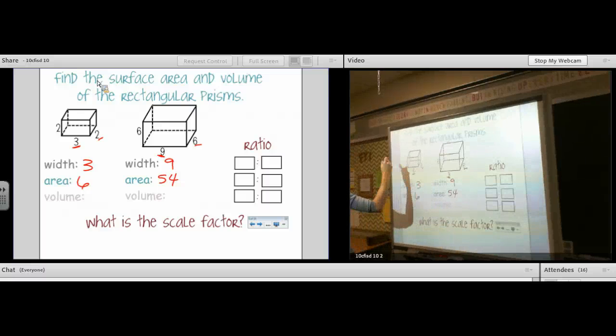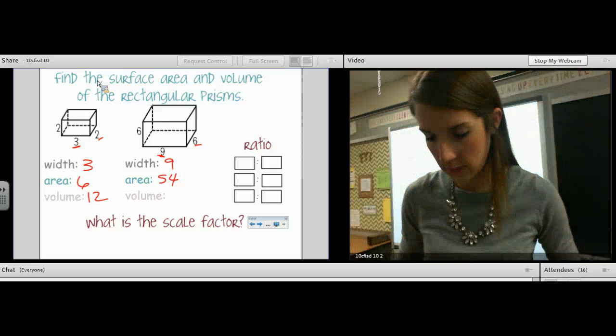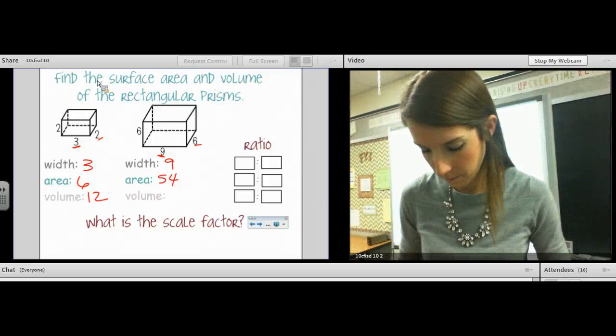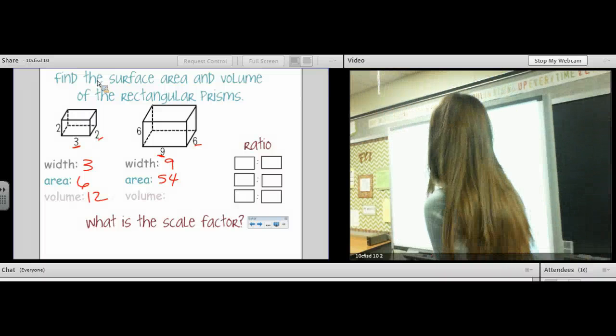3 times 2 is 6, 6 times 2 is 12. The volume of the other one, 6 times 9 times 6, is 324.